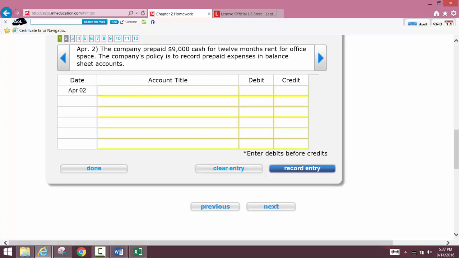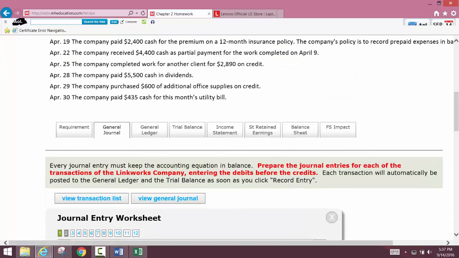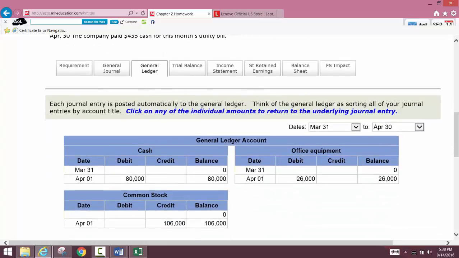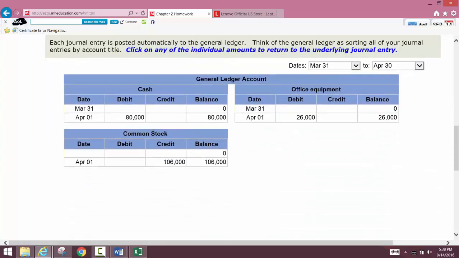I record the entry, and then I want to come back. That was in my journal, wasn't it? If you look in my general ledger now, I should be seeing the posting of that, shouldn't I? And just picture it now. I should be seeing a debit to cash for the 80,000, a debit to office equipment for the 26,000, and a credit on the credit side. Remember, debit on the left, credit on the right, for the common stock. So I go ahead and look at my ledger. There it is. Isn't that beautiful?